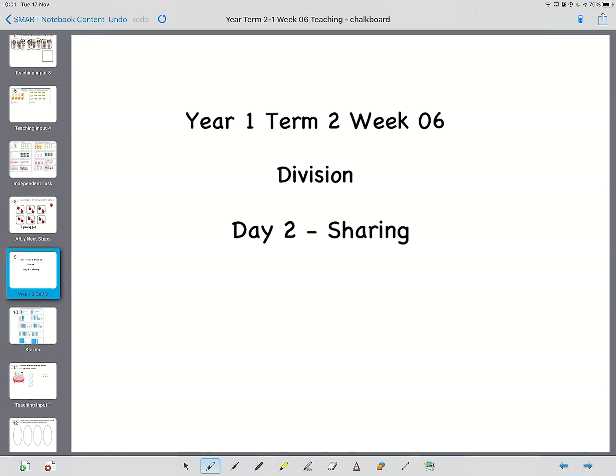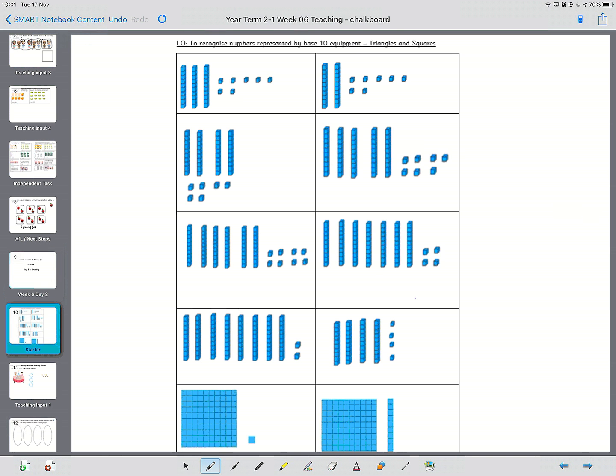What I want you to do today is have a go at identifying what numbers are represented by this base 10 equipment. Remember, we'll do the first one together. This represents 10 and these represent 1. So we would count on in tens, 10, 20, 30, and we count on ones, 31, 32, 33, 34, 35, 36, 37. Okay, so that's the first answer.